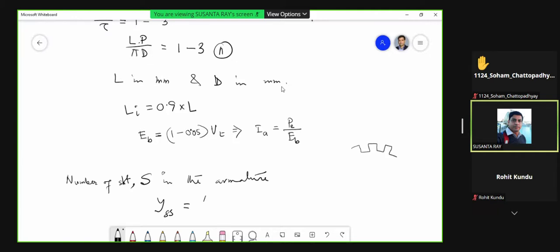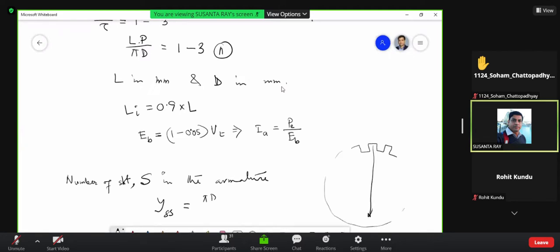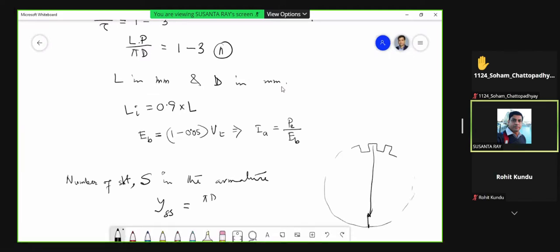Yes, so it is simply pi D by S, because suppose this is the armature lamination and this total peripheral length is pi D, and the Ys is basically this one. This is called the slot pitch.